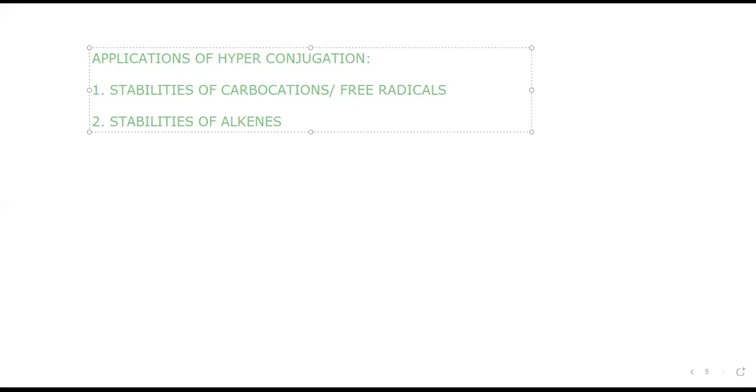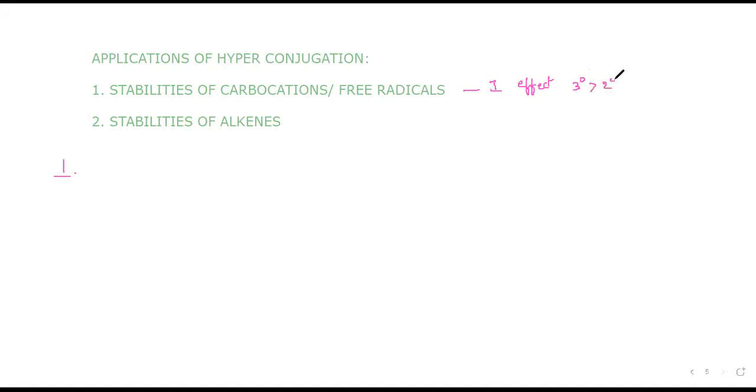Let me go first with the carbocations. Stabilities of carbocations. From the inductive effect, we already know that tertiary is more stabilized than secondary, secondary is more stabilized than primary, and primary is more stabilized than methyl. So if the inductive effect suggests this order, let me see how the stability is observed from the hyperconjugation side. Let me go with the tertiary carbocation.